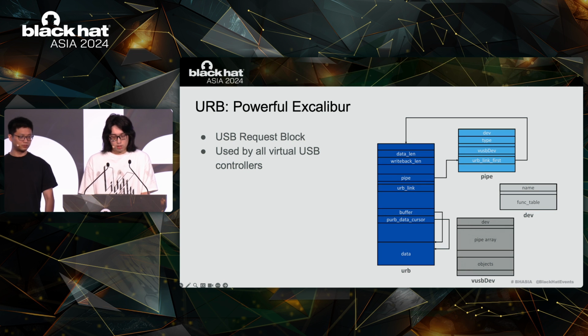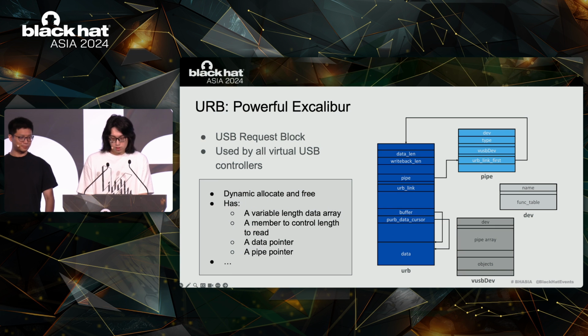Therefore, we can see that the URB is a very ideal exploit object. Firstly, it can be arbitrarily allocated and freed, and its size can also be arbitrarily controlled by us. Its members include a variable length data array, a member controlling the length to read, the write-back length, a pointer to data, and a pointer to a pipe.